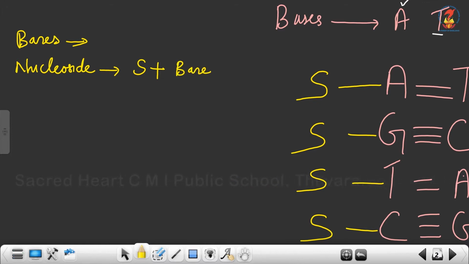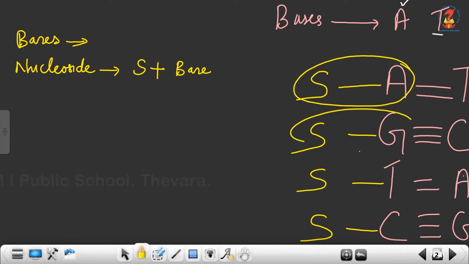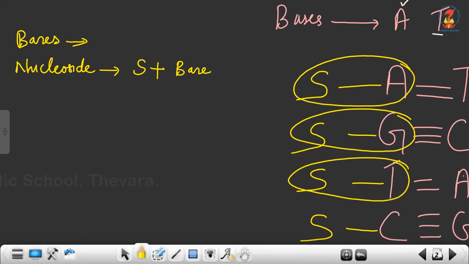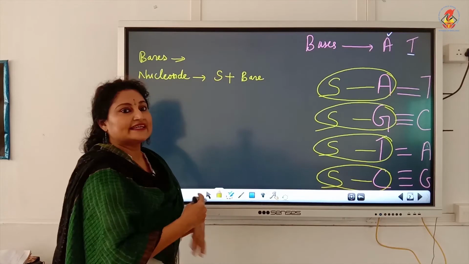So what does the nucleoside comprise? Sugar and base. So this is one nucleoside, this is the second nucleoside, third nucleoside, fourth nucleoside. So in this DNA what I have drawn, we are having how many nucleosides? 4 nucleosides, and accordingly they get their name.